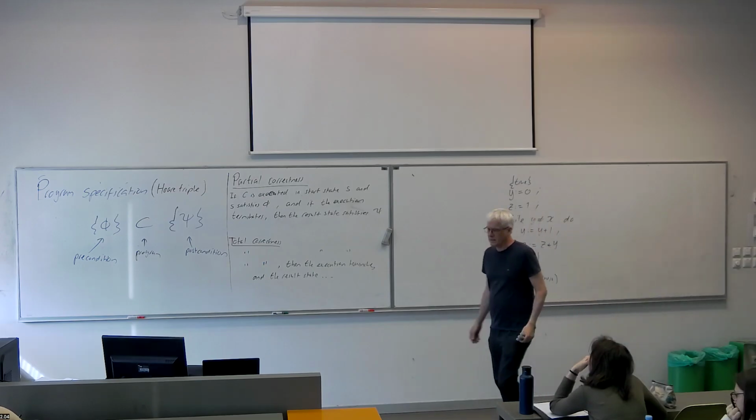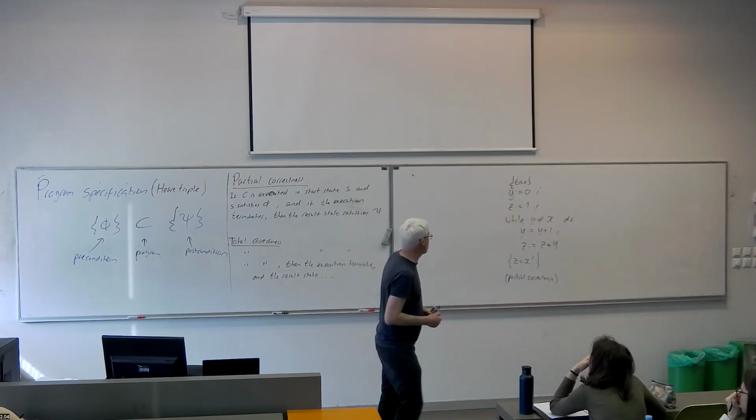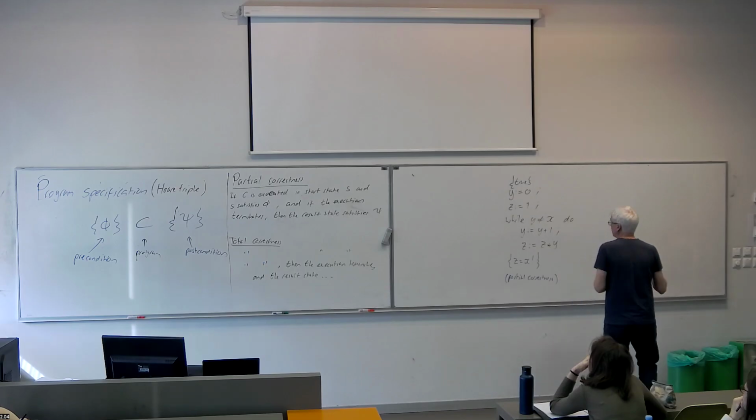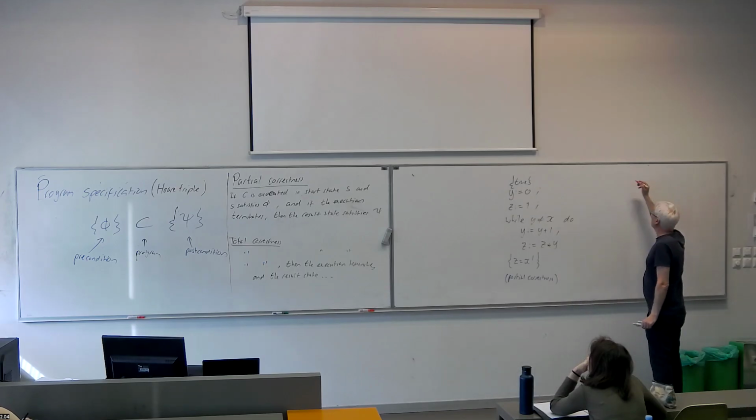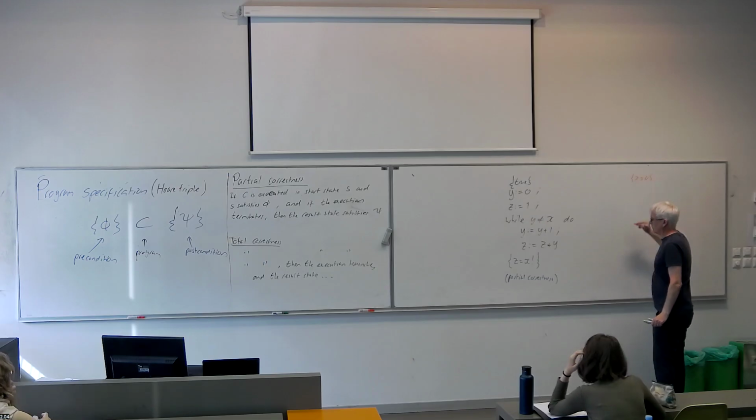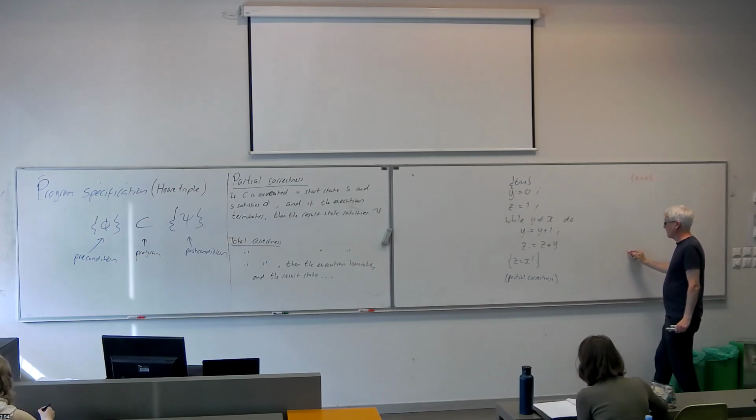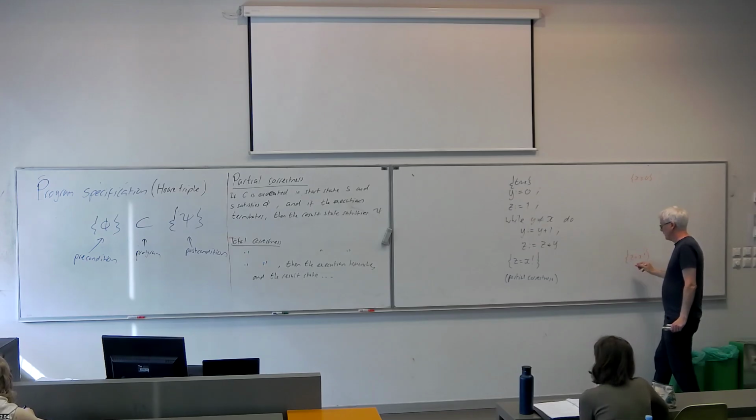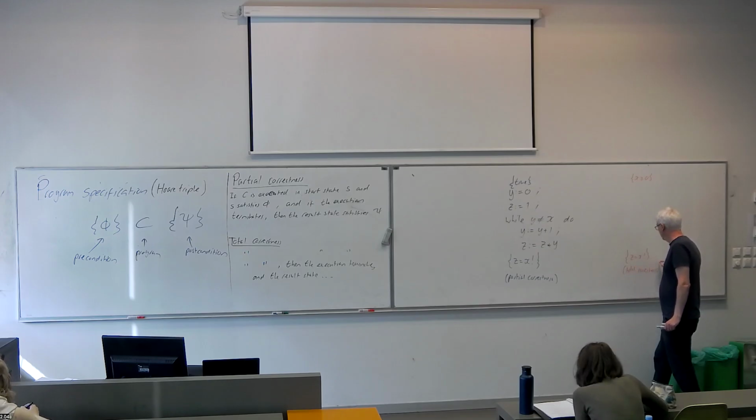If we wanted a total correctness specification, we would have to say that if x is greater than or equal to 0, then at the end z is x factorial. This is total correctness. Okay.